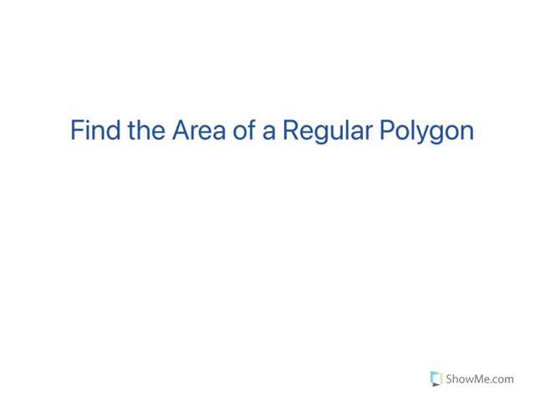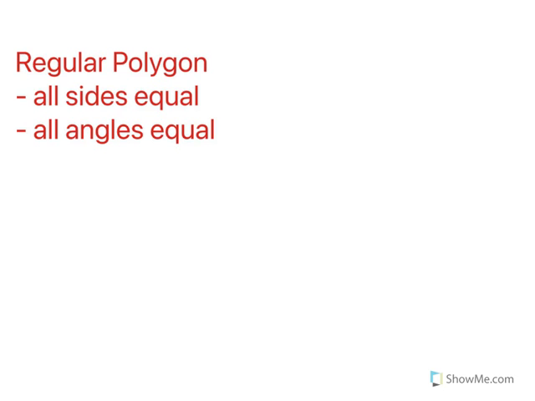Find the area of a regular polygon. Now these can be a little tricky. When we talk about a regular polygon, we're talking all sides equal and all angles equal. And we are talking things with more sides than a square.